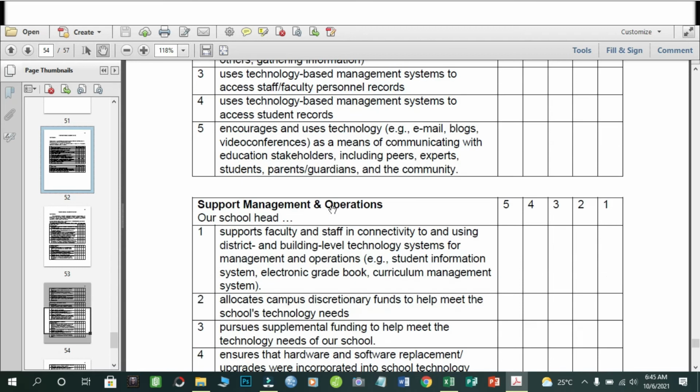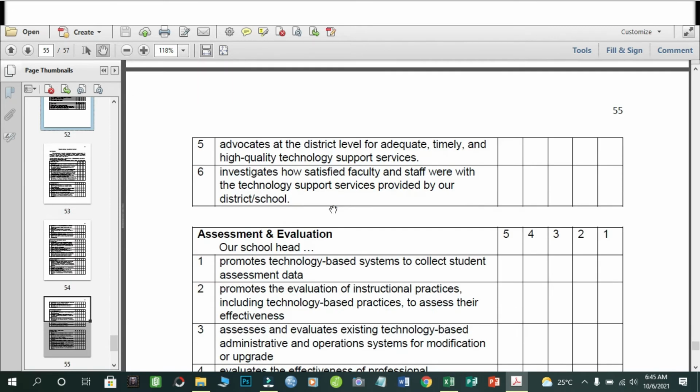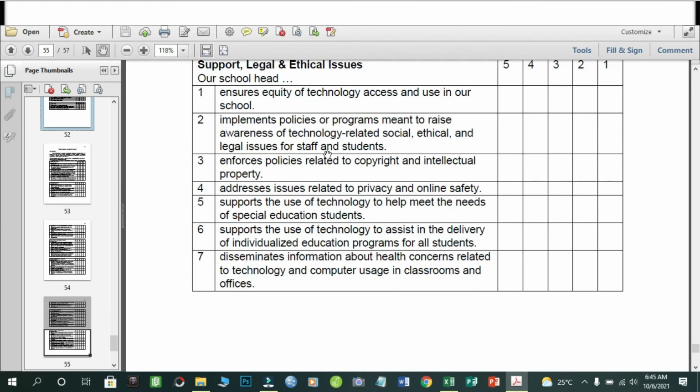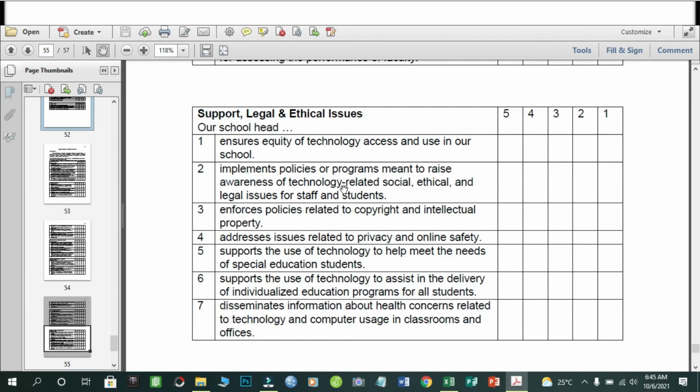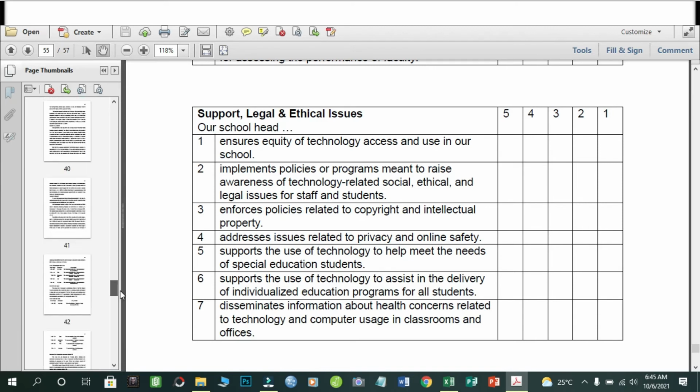Okay, so these are the questions and items based on your indicators. Okay, so I review this so that you can have a guide in making your table in your Excel.